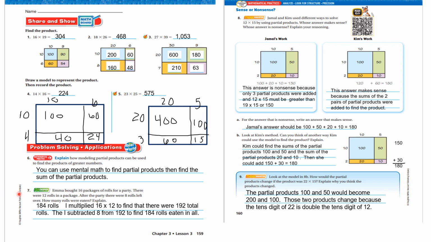It says, Emma bought 16 packages of rolls for a party. There were 12 rolls in a package. After the party, there were 8 rolls left over. How many rolls were eaten? Explain. Well, there were 184. I multiplied 6 times 12.